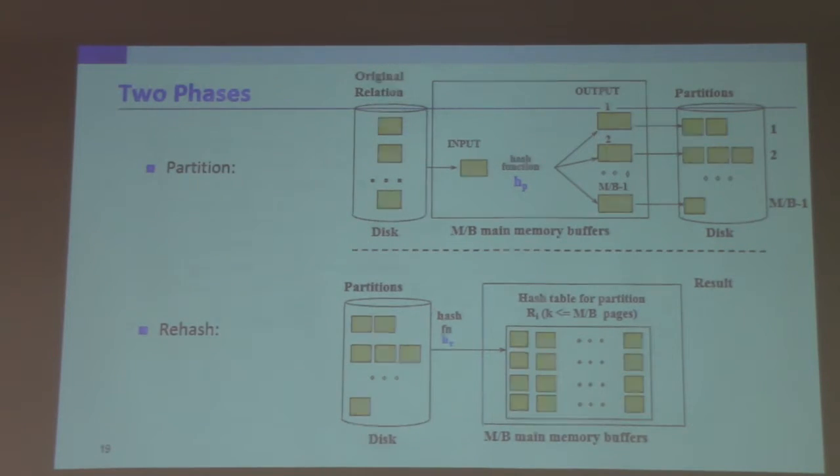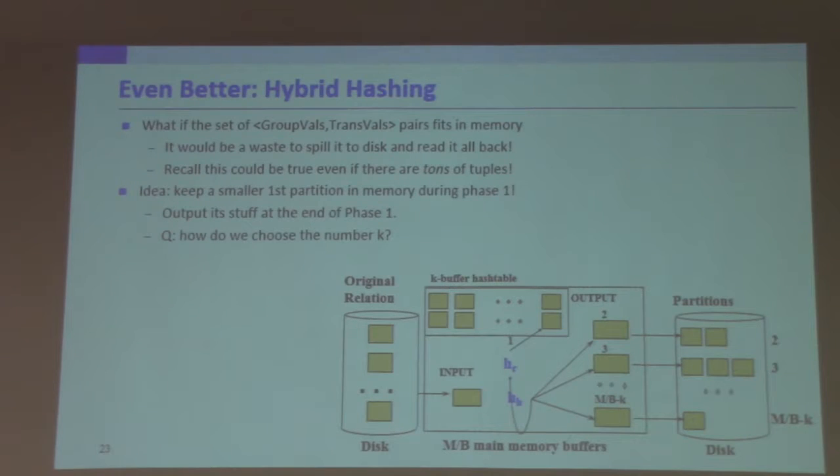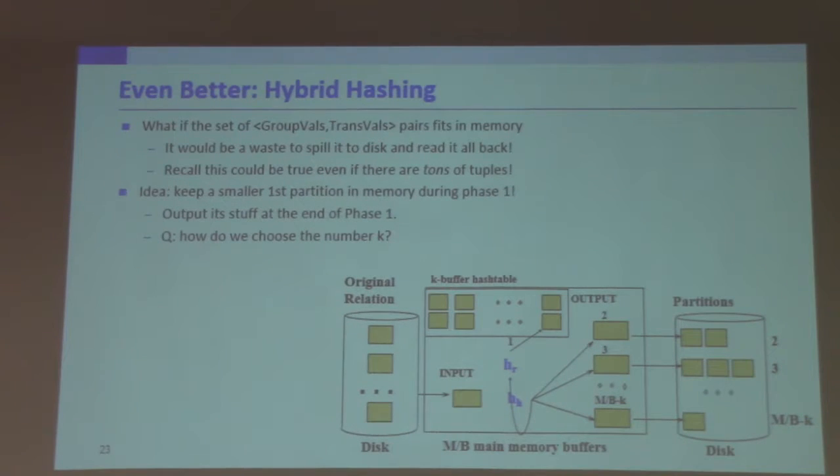So that's essentially the idea. The picture is fairly simple. You combine the partition phase with the rehash phase. You allocate, and this is the trade-off you have to make, k pages, so your output buffer becomes M over B minus k, and you use those k pages to maintain a small in-memory hash table to maintain the running aggregates for those groups. Okay? So what you do is the following.